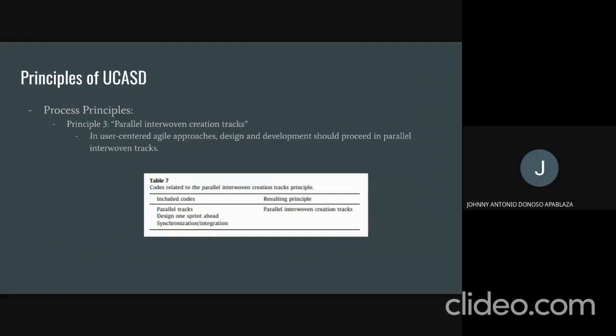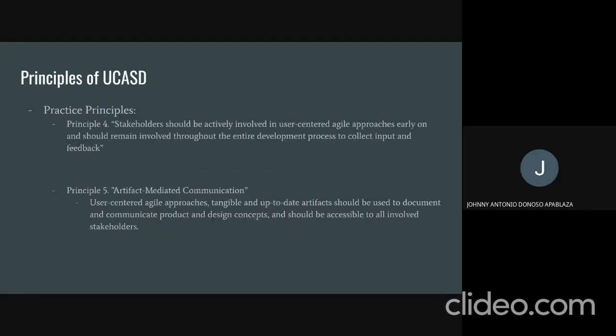Now, we will see the practice conducted in a UCASD approach. Now we can see the principles of practice. Practice conducted in a UCASD approach has been classified along two holistic principles. The first one is principle 4. Stakeholders should be actively involved in a user-centered agile approach early on and should remain involved through the entire development process to collect input and feedback.